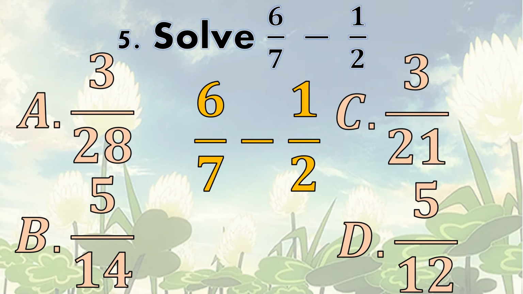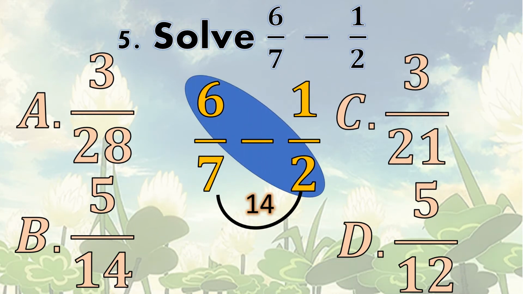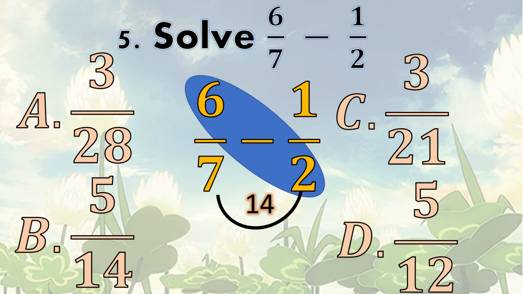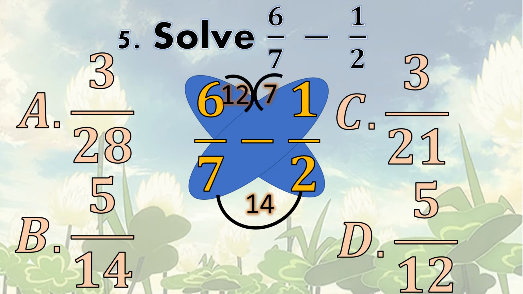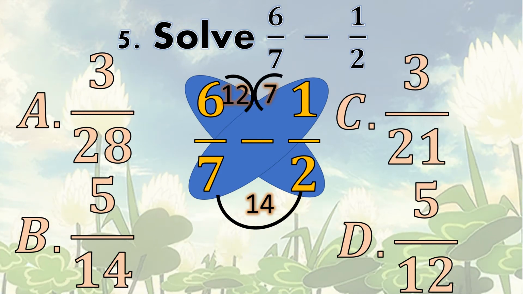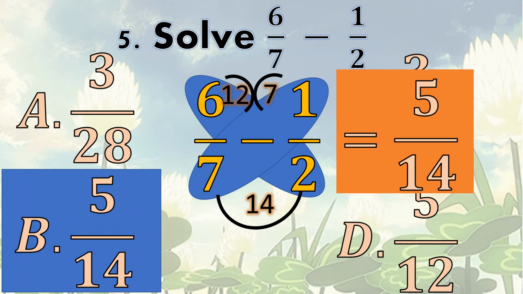Why? So we will do the butterfly method. So we first get the new denominator by multiplying the two denominators. 7 times 2 is 14. So our new denominator is 14. By getting the product of the first, 6 times 2 will be our new numerator. So it's equal to 12. And the other numerator is 7 times 1, which is 7. So all we need to do is to subtract 12 by 7. So 12 minus 7 is equal to 5. And the denominator is 14. So the correct answer is letter B, 5 over 14.